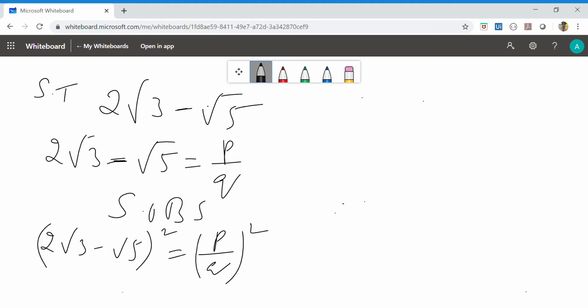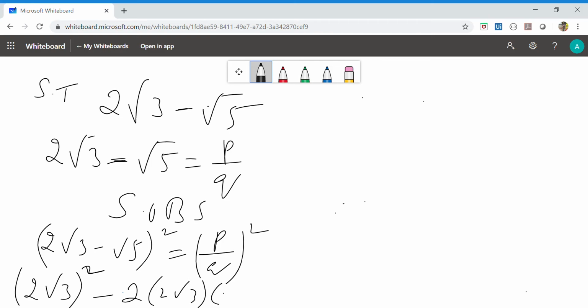And next, on the LHS, A minus B whole square is there. So we have to write A square minus 2AB plus B square. A square is 2 root 3 whole square, minus 2 into 2 root 3 into root 5, plus B square, which is root 5 whole square, is equal to P square by Q square. You will get 2 root 3 whole square minus 2 into 2 root 3 into root 5 plus root 5 whole square is equal to P square by Q square.